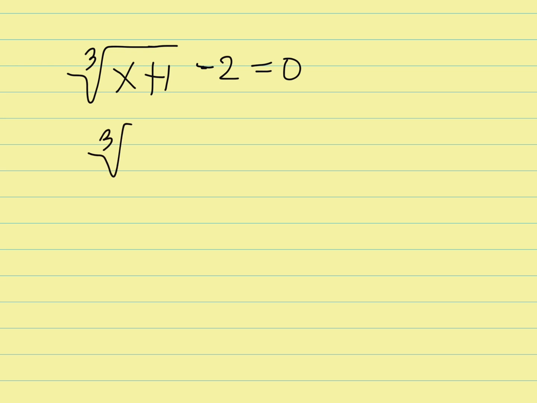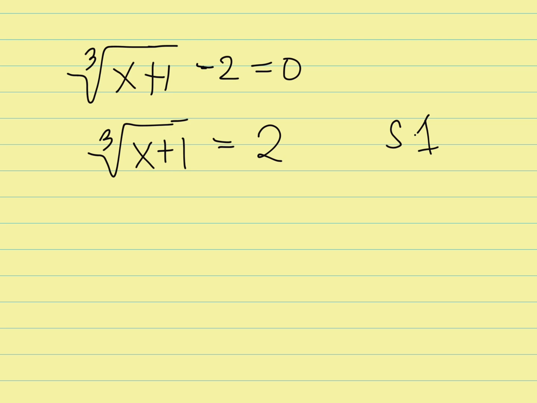So to illustrate, let's try this one. What if we have the cube root of x plus 1, minus 2, equals 0? So using those four steps, first, isolate the constant or the radicals. So the cube root of x plus 1 equals 2. So this is our step 1.